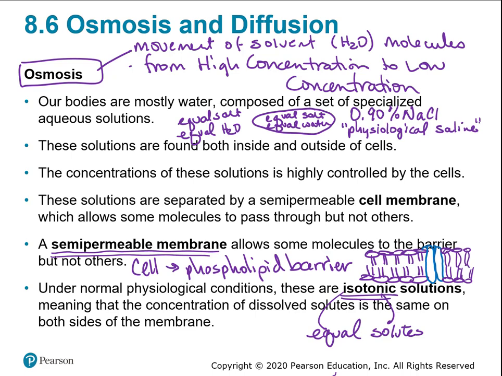If you're in an isotonic condition, water moves in or out kind of equally in and out of the cell. So there's no change in how those cells appear. They say that they're well hydrated, so the water content is equal.